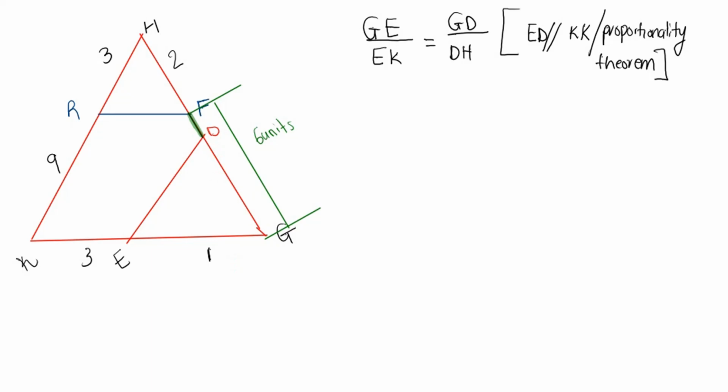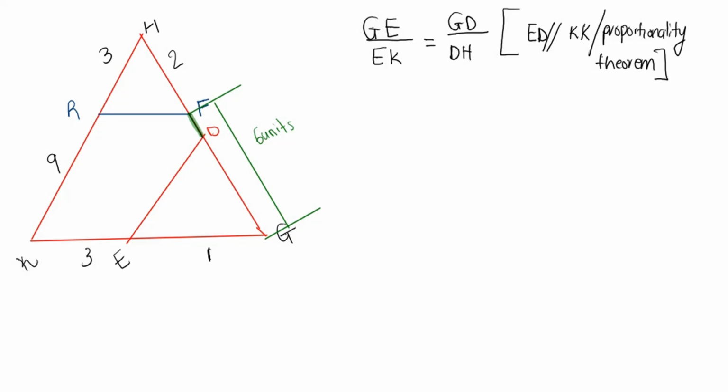Same with DH. We don't know what the length of our DH is. But how can I get the length of DH? The length of DH can be obtained by saying DF plus FH. We don't know what the length of GD is, from G to D. But we can get the length of GD by saying FG minus FD to get that length there. But it will make sense after I show you guys with the calculations, okay?